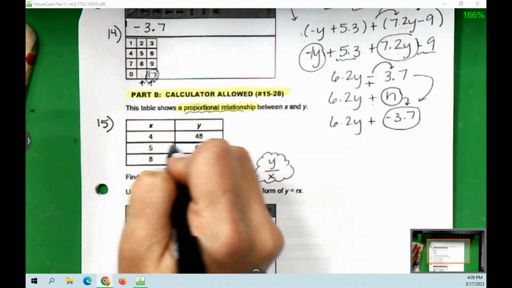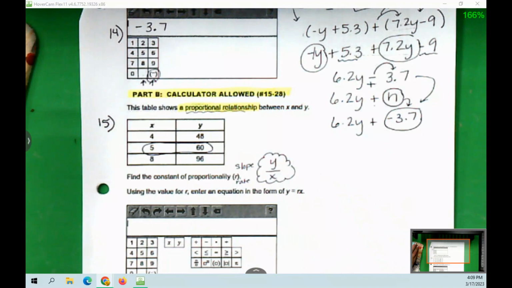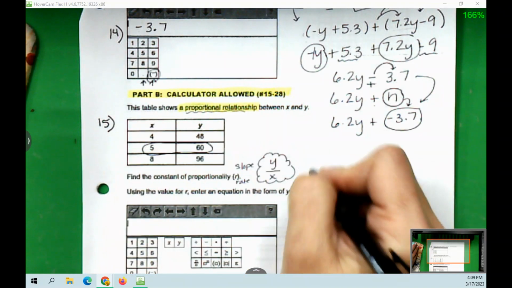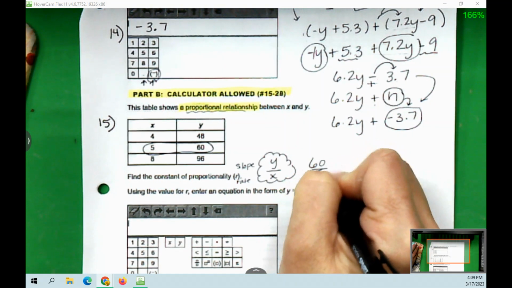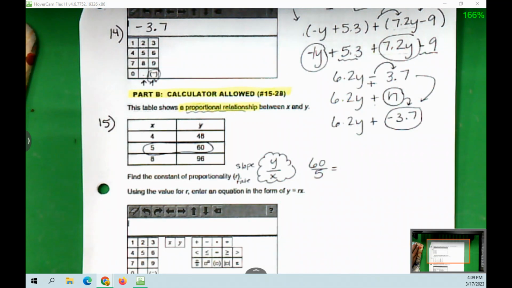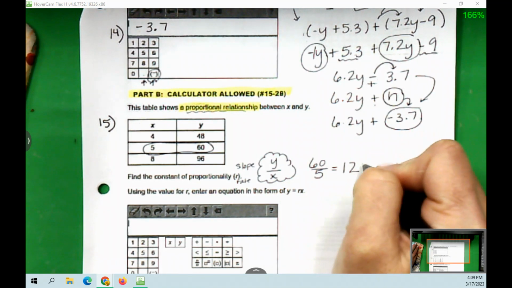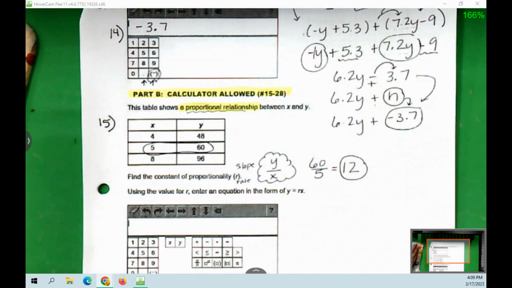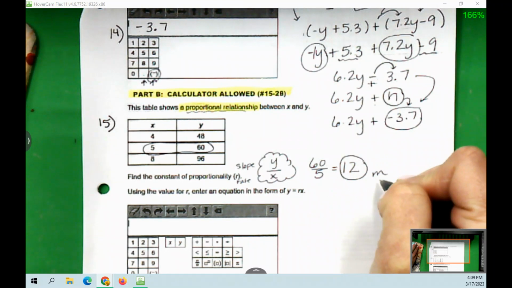So I'll pick this one. It doesn't matter which point you pick. Okay, that's your x comma y. So 60 divided by 5, and that works out to be 12. So my r is 12, or my m for slope.